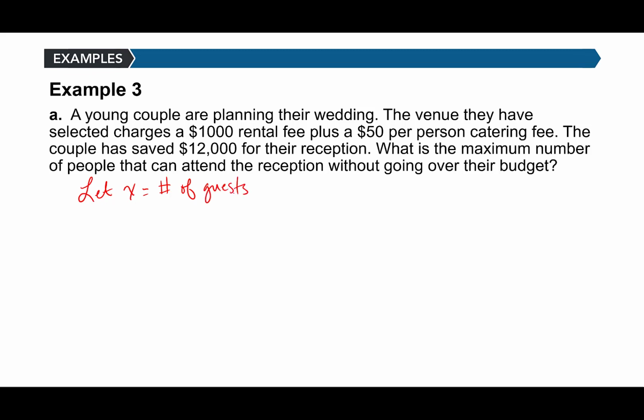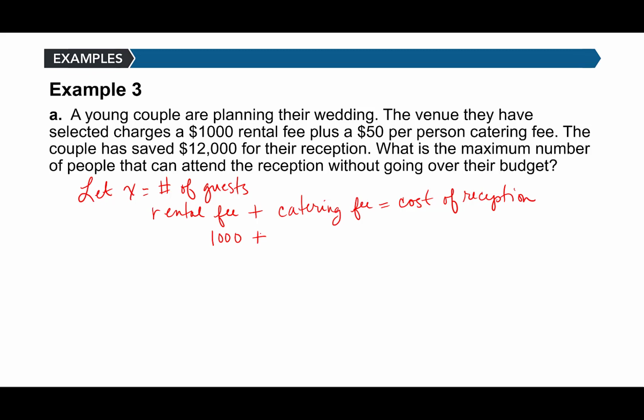Then we need to think about how can we represent this situation in terms of an equation. So let's think, how do we get the total cost of the reception? Well, it is the rental fee plus the catering fee. And that will equal the cost of the reception. Well, our rental fee is a fixed cost, right? It doesn't matter if one person shows up or 100 people show up. The rental fee will be the same. So that's just going to be the $1,000 plus.